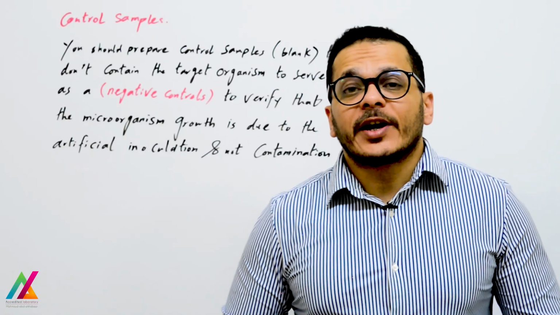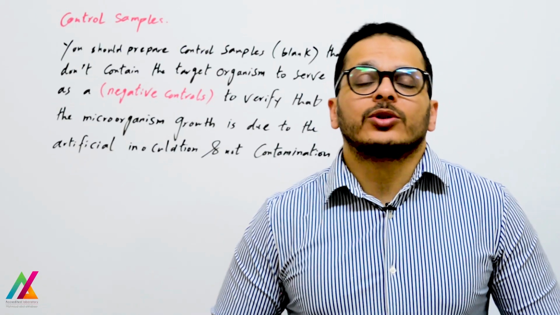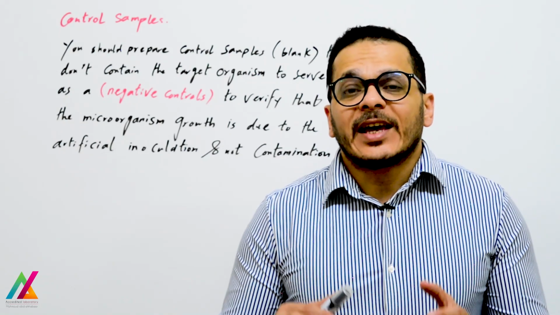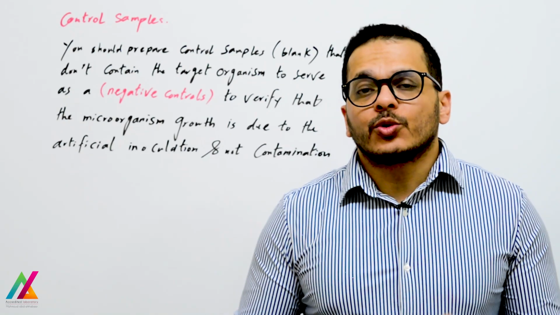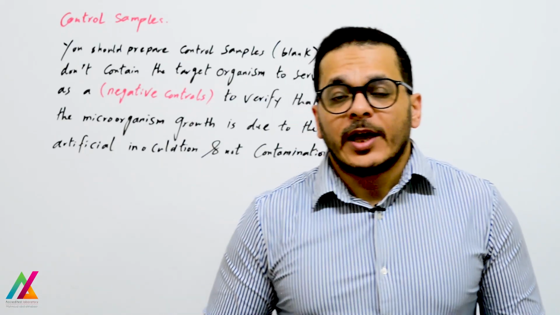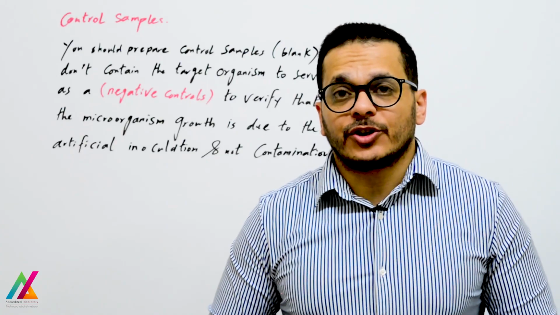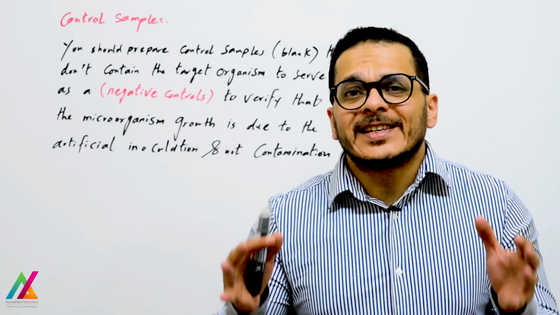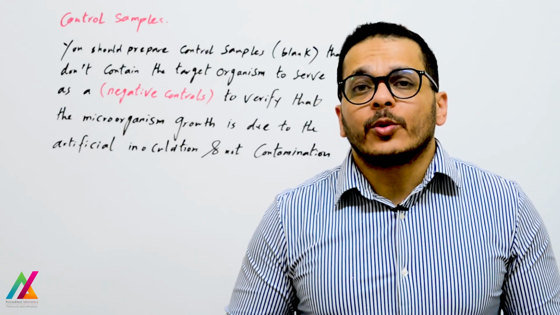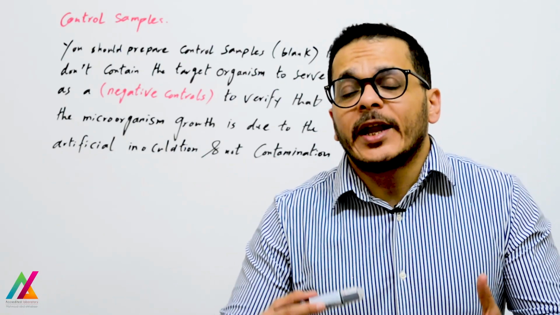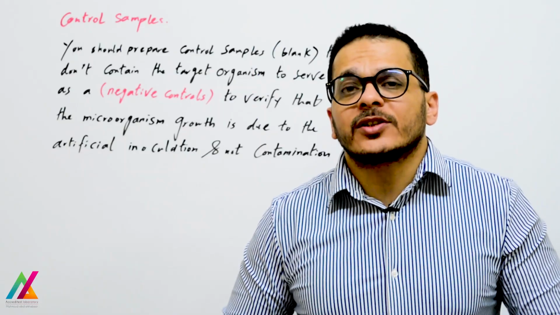In the previous lecture, I explained artificial contamination, or artificial inoculation, by getting a pure culture which contains the target organism and no other interfering organisms. We will use this culture to prepare the spiking solution that will be inoculated into the initial suspensions.